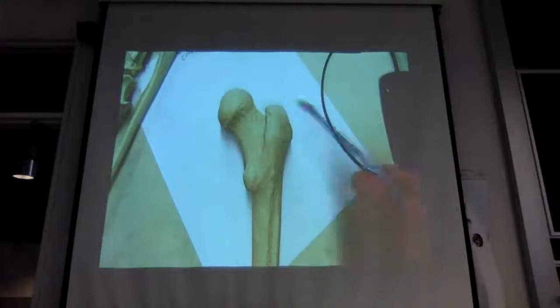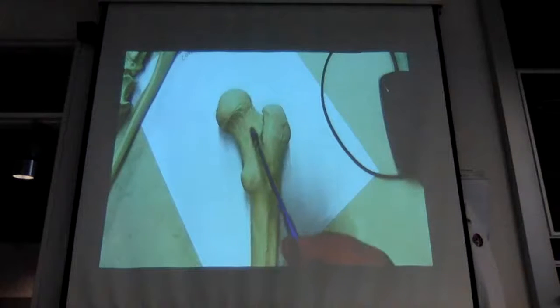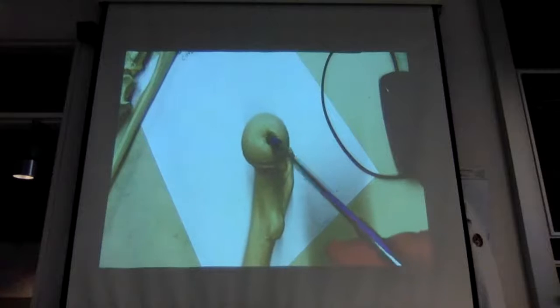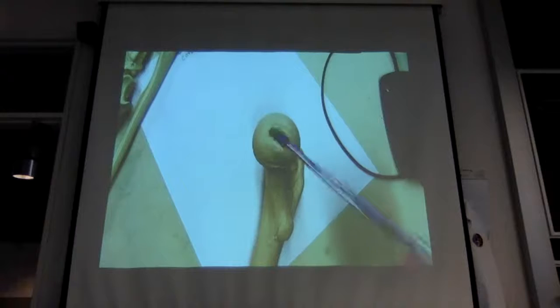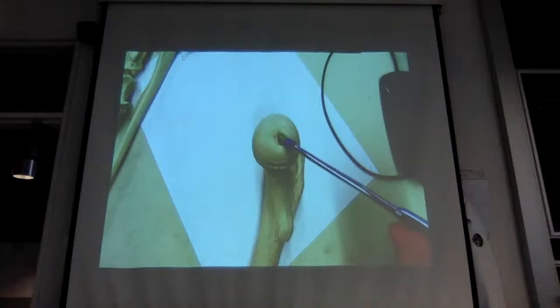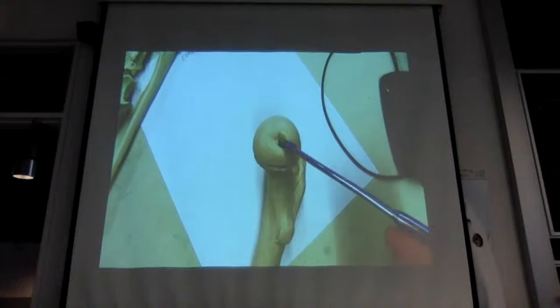It's most visible from the posterior side. Head, neck. It's got this little hole here. It's more of like a pit. It's called the fovea capitis. It's for a ligament to attach from here into the acetabulum. So this is how the hip attaches.